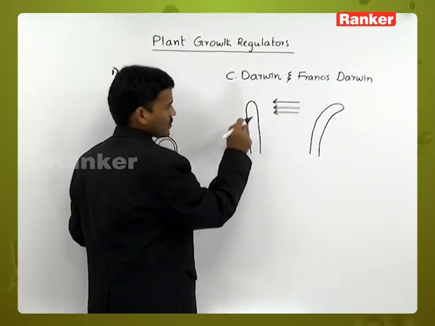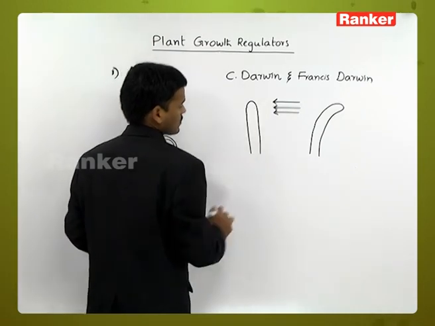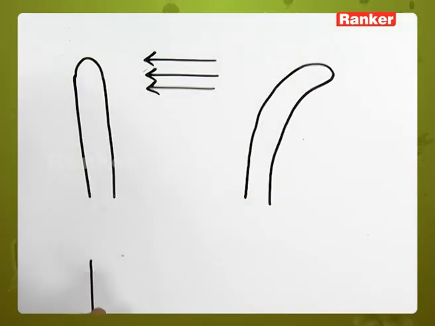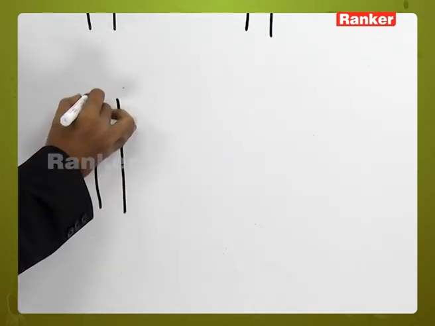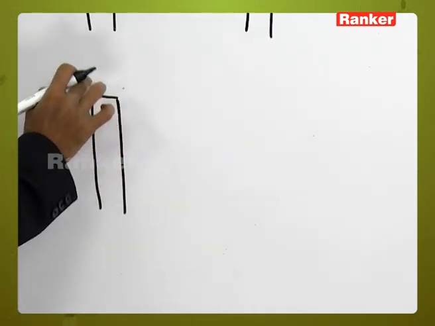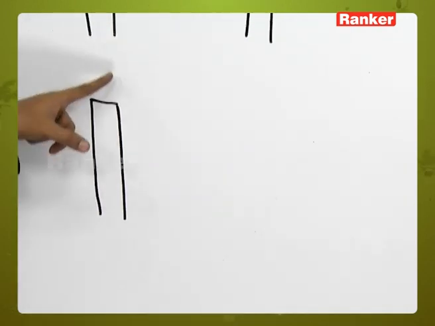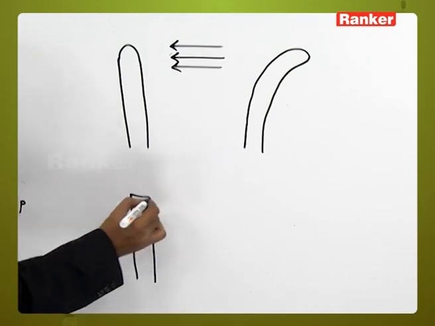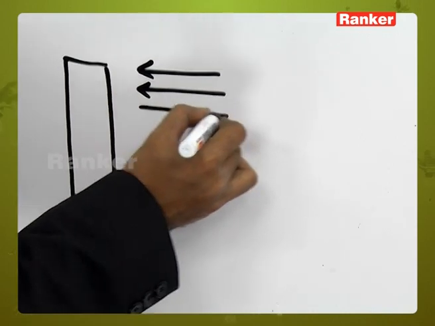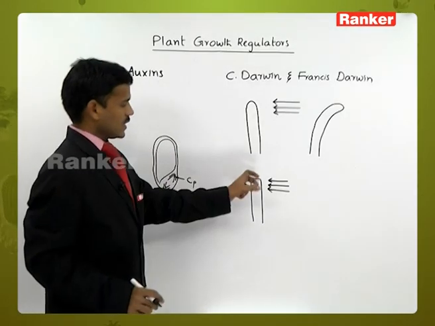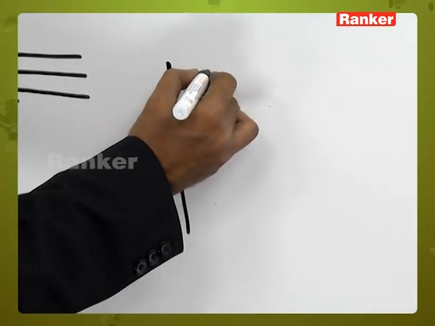So when the coleoptile tip is removed, when the coleoptile tip is cut, it is the blunt end. So when the tip is removed and it is exposed to unilateral light, it is not showing the bending, no response to light.